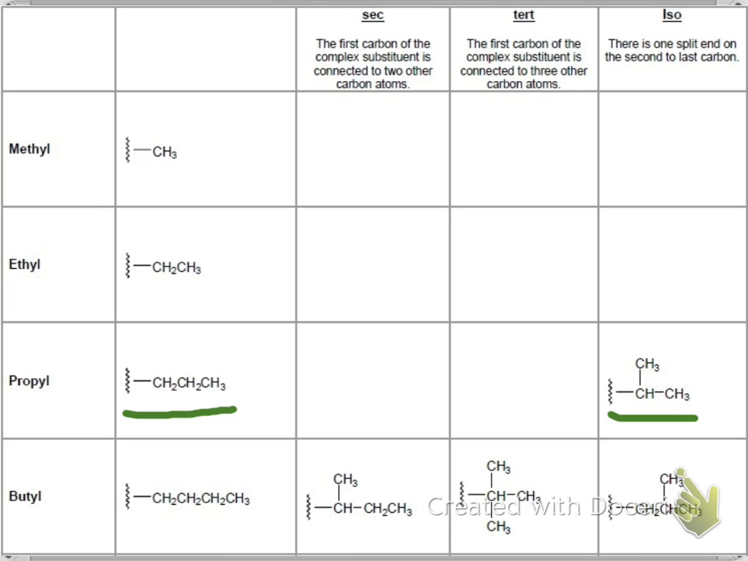Then we also have butyl with four carbon atoms. We can have the linear structure. We can have the sec structure, in which the carbon attached to the main chain is a secondary one. Then we have the tert-butyl, in which the carbon attaching to the main chain is a tertiary carbon. And then we have the iso structure, in which the split end is present.